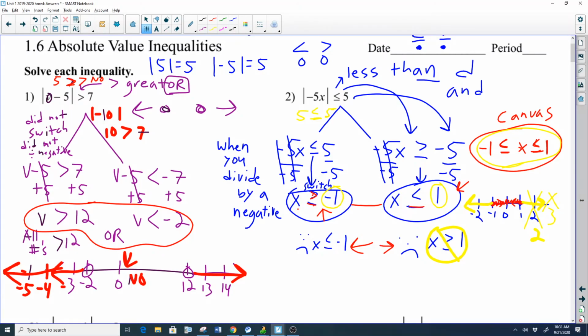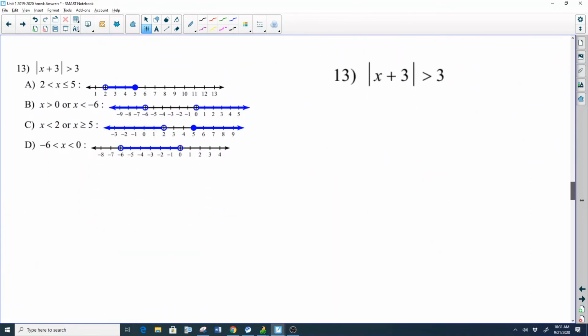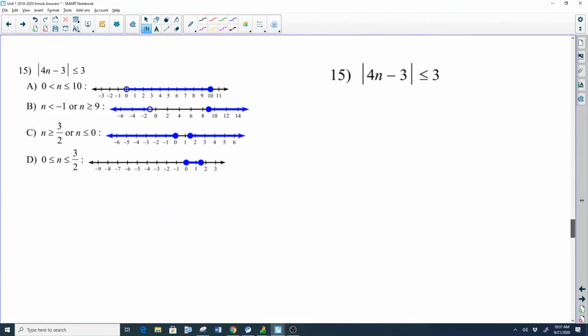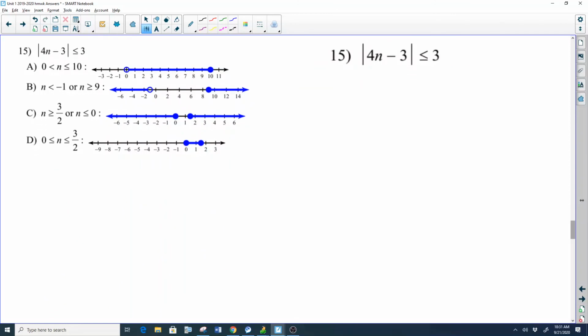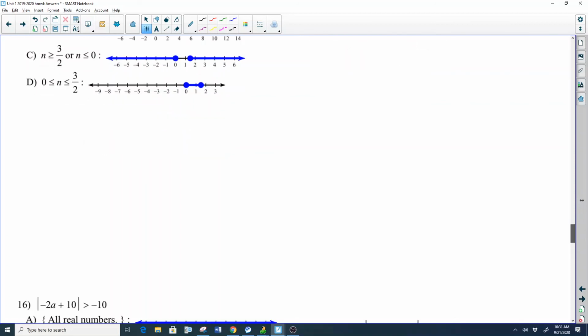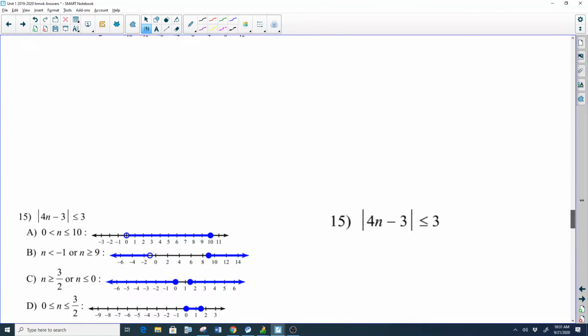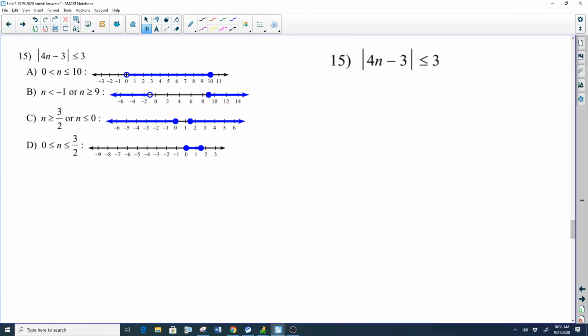Okay, so we'll jump down here. And I think I want to do 17. 17 looked pretty. 15 looked pretty as well, didn't it? So maybe we'll do 15. Well, I really like 17 for some reason because there's a division in there. Okay, so let's do 15 first because it's an and.